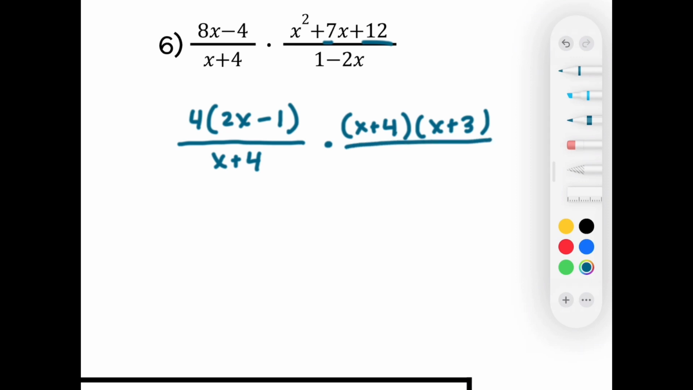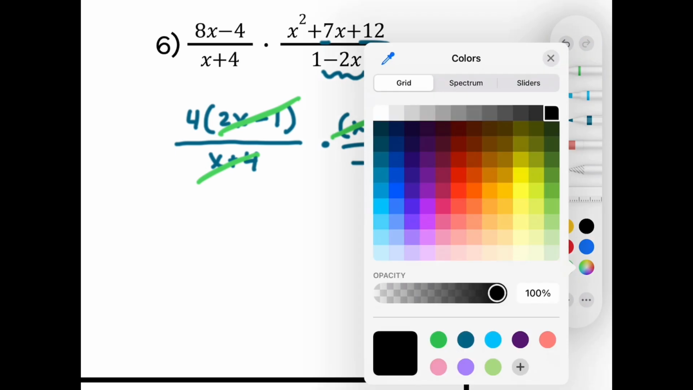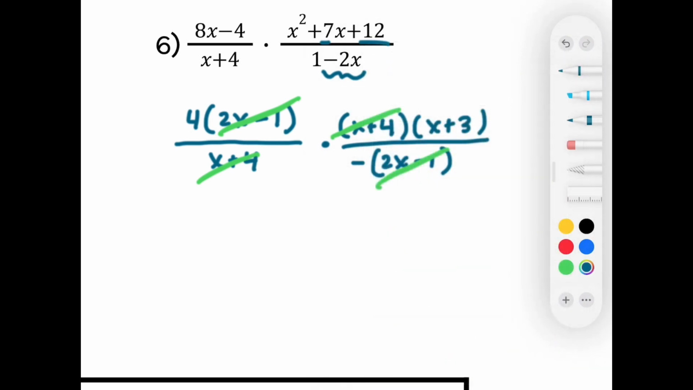And then let's flip around the denominator here. So we want this to come first. So I'm going to factor out a -1. And we're going to have 2x minus 1. Okay, so then we look to see if there's anything we can cancel out. So we have a 2x minus 1 on the top and the bottom, and an x plus 4 on the top and the bottom. And then we just multiply straight across. So we canceled what we could, and we would have 4x plus 3 over -1.